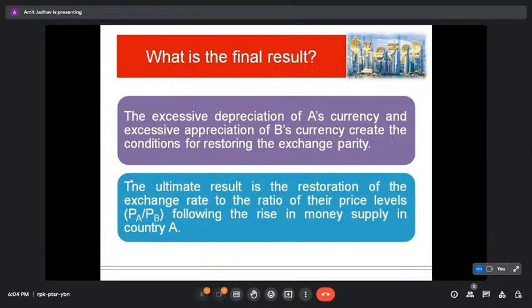So what is the final result? The final result is that the excessive supply of the A currency and the excessive appreciation of the B currency create the conditions for restoring the exchange parity. Similarly, the limit result is the restoring of the exchange rate to the ratio of their price levels. That ratio is given here.